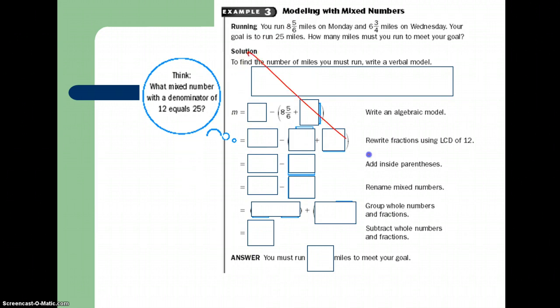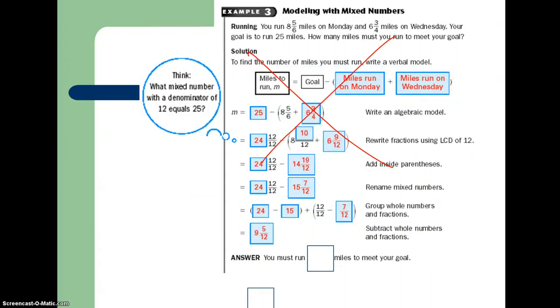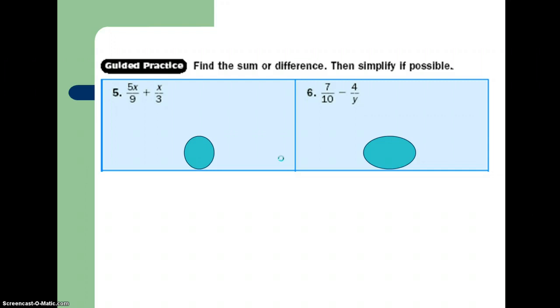We're going to skip example 3. I'll show you how to do mixed numbers with different denominators when we get to the guided practice. Please try 5 and 6. Remember to find the LCD first.